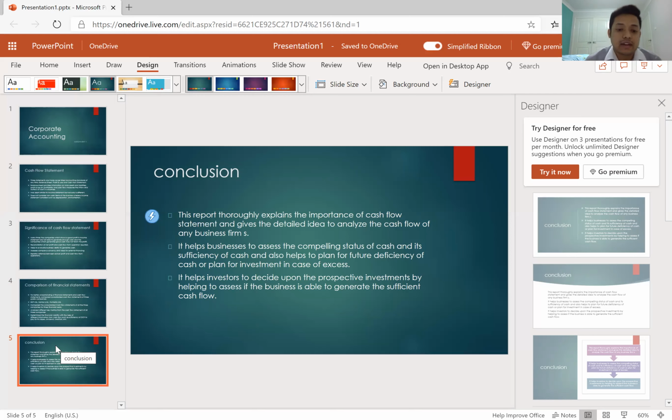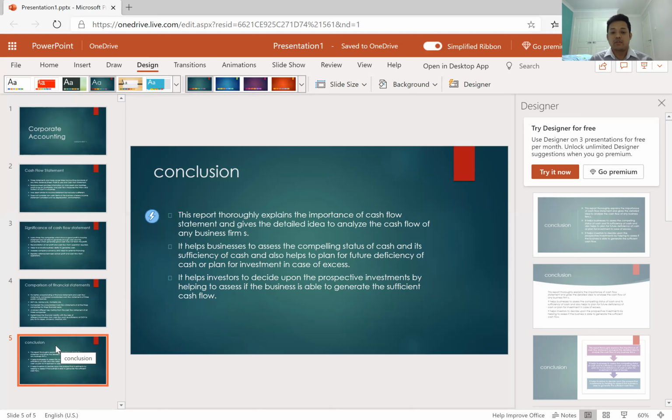Finally, it can also be said that this helps businesses to assess the status of cash and its sufficiency, so that management can do proper planning if external funding is required, or if the company has a deficiency of cash. Similarly, it can also help to properly plan the investment areas in case the cash balance is in excess.